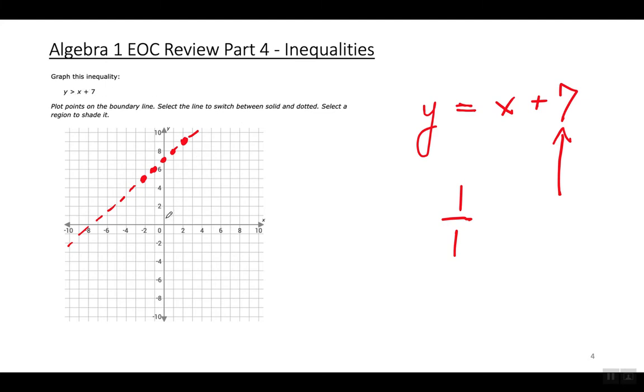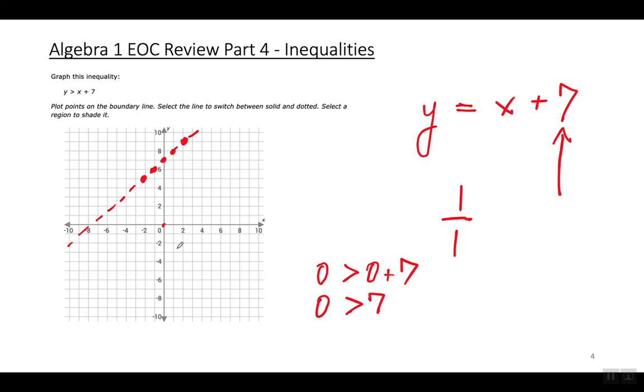Okay, now again, pick a point to plug in there and see if it makes the statement true or false. You should pick 0, 0. So when I put 0, 0 into that inequality, I'm going to get 0 greater than 0 plus 7, 0 greater than 7. Is that true or false? Is 0 greater than 7? No, 0 is not greater than 7. 0 is less than 7.